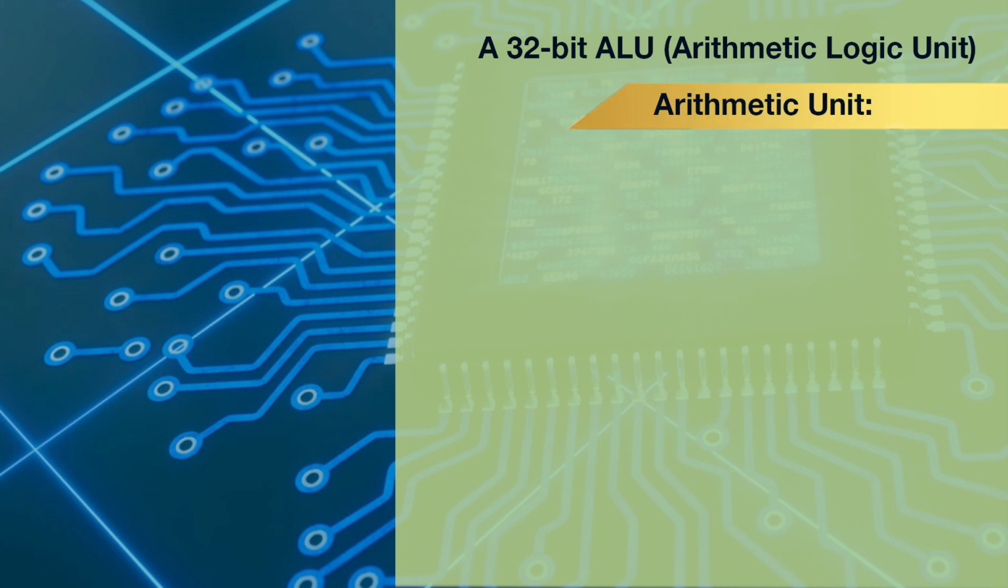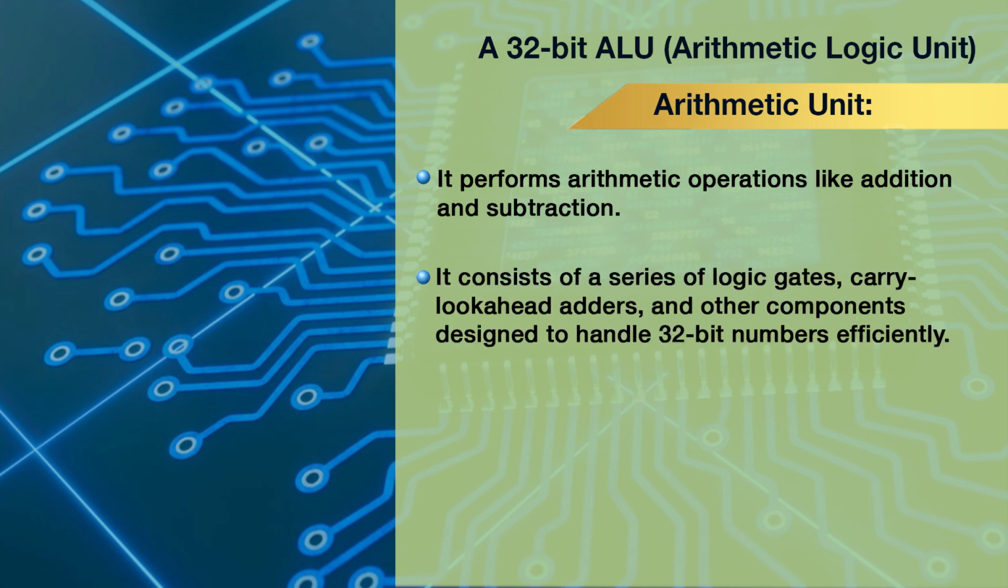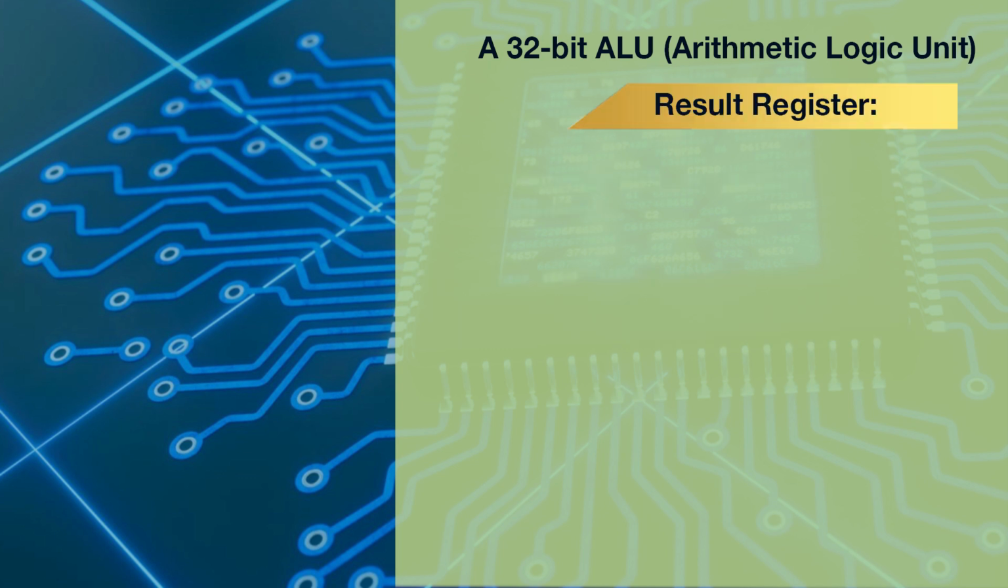The next is the arithmetic unit. It performs arithmetic operations like addition and subtraction. It consists of a series of logic gates, carry look-ahead adders, and other components designed to handle 32-bit numbers efficiently. Now the next is the result register.